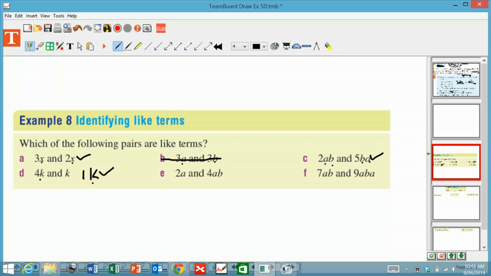2A and 4AB. That's got an A, that's got an A, but it's also got a B. So that is not a like term. 7AB and 9ABA. It's got an A, it's got a B. That's got an A, that's got a B, but it's also got another A. Because it's got an extra A in there, this has only got 1, that's got 2. So they are not like terms. Hopefully you got that. Remember they've got to be exactly the same in every way, apart from order. They are not because this one's got an extra A; this has only got the 1A.